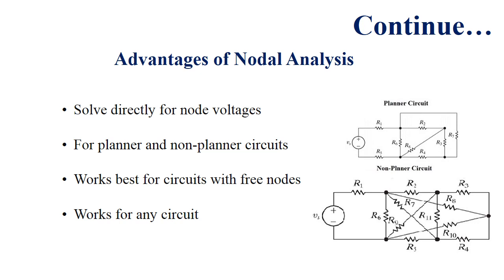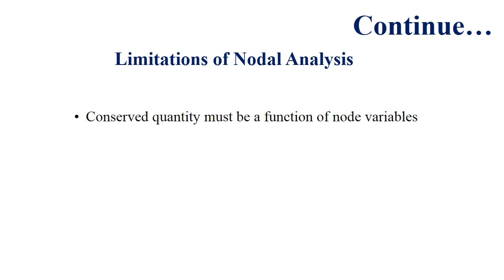A circuit is planar if it can be drawn on a flat surface without crossing wires. A non-planar circuit is a circuit that can be drawn with at least one crossing wire, meaning it cannot be drawn on a flat surface. This analysis works best for circuits with free nodes. It also works for any type of circuit. The only limitation of this analysis is that the conserved quantity must be a function of node variables.